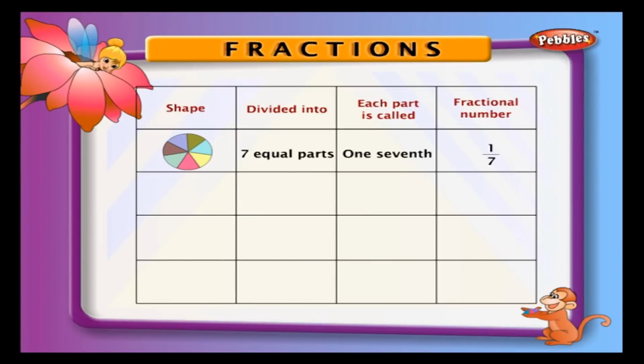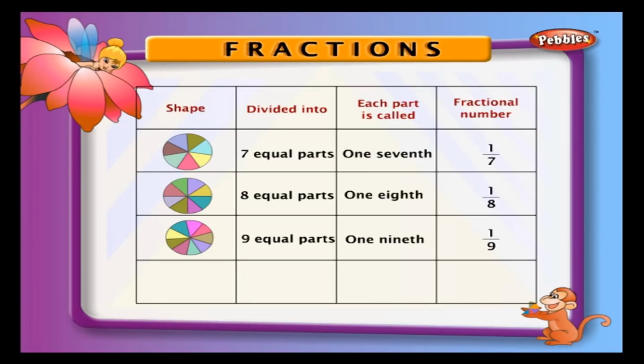This circle is divided into 7 equal parts. It is written as 1/7 or 1 by 7. This circle is divided into 8 equal parts. It is written as 1/8 or 1 by 8. This circle is divided into 9 equal parts. It is written as 1/9 or 1 by 9. This circle is divided into 10 equal parts. It is written as 1/10 or 1 by 10.